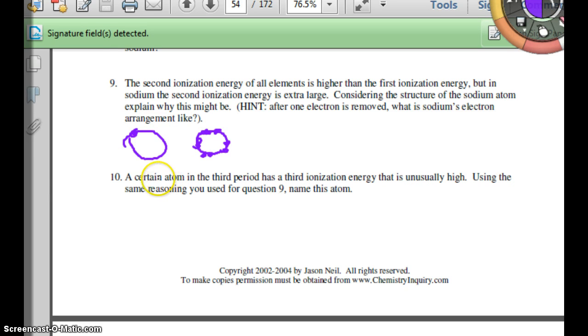So number 10, a certain atom in the third period has a third ionization energy that is unusually high. Using the same reason you used for question 9, name this atom. Now for this you'd have to be looking at a periodic table, and the atom is magnesium. Magnesium is in the third period of the periodic table, and it has 2 more electrons than neon, which is a noble gas. After we take those 2 electrons away, the third one is going to be really hard because that shell is full, just like sodium is up here.